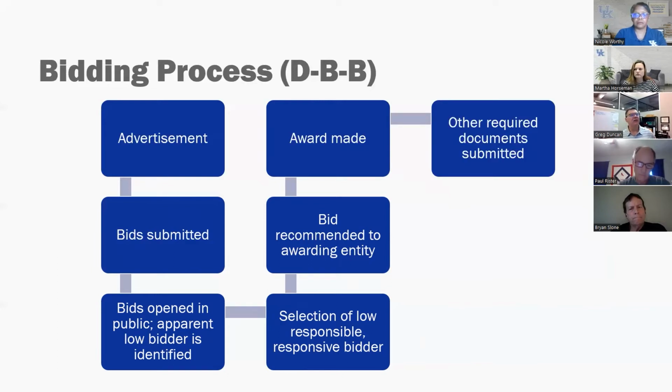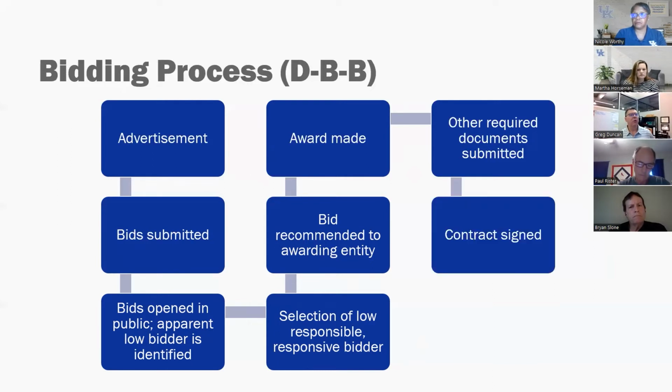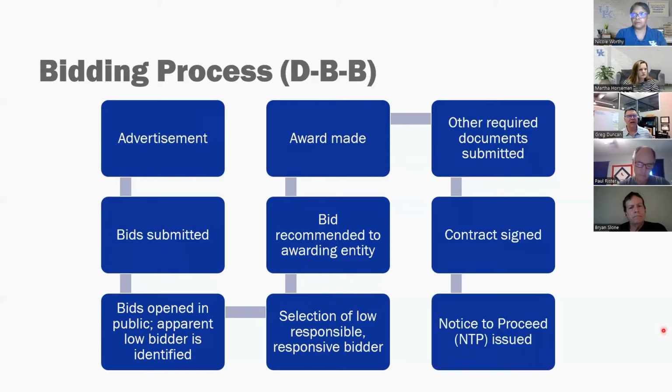During the next phase, other required documents are submitted. The contractor has a certain number of days to submit other requirements. That results in the contract being signed and then a notice to proceed being issued. So that is the typical process for how these design, bid, build projects work, at least during the contract initiation stage.